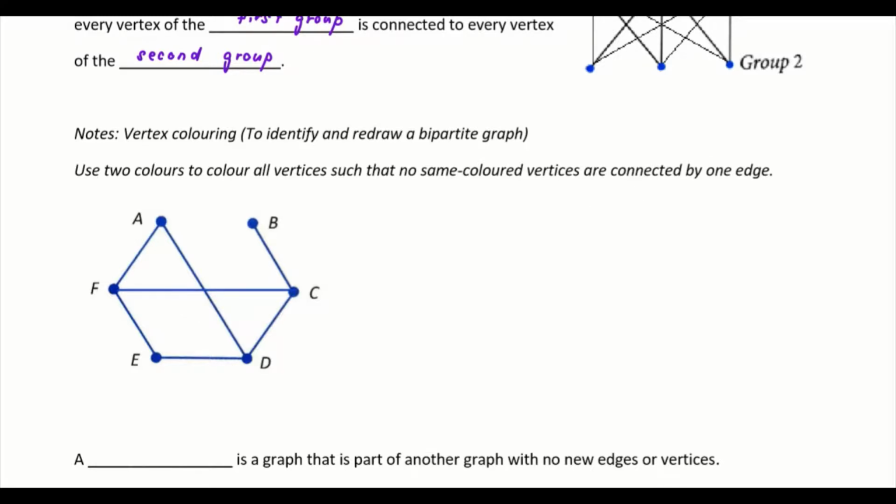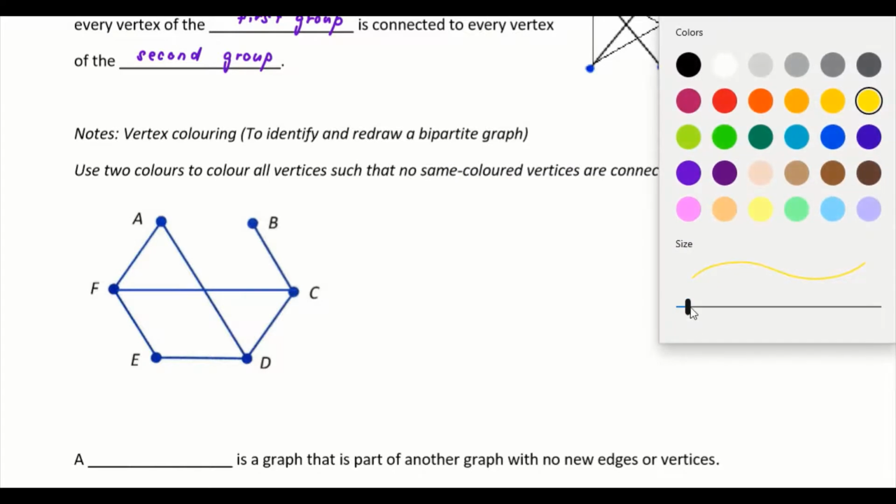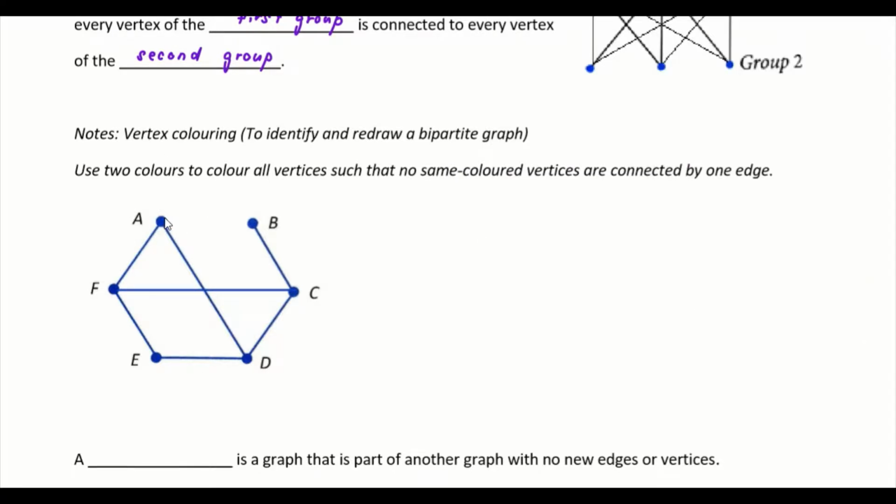Okay, so let's see. I'll use yellow as the first color. I'll color A first. The idea is that I must make sure there are no vertices with the same color that are connected by an edge.